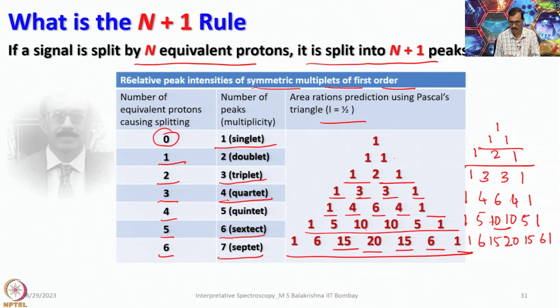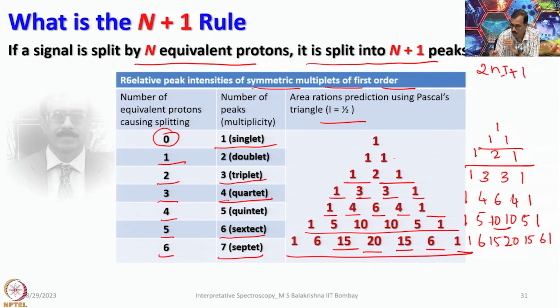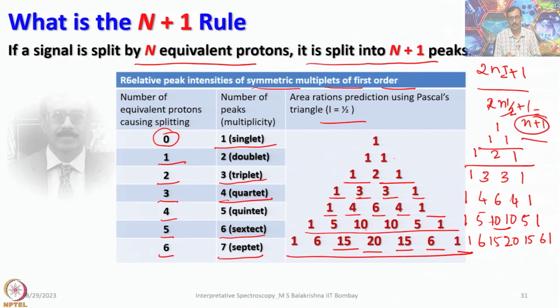So using this Pascal triangle, we should be able to predict the number of peaks, and this is for I equals half. Another equation we use is 2nI plus 1. If you do not know, or if you have different I values, this can still be used. If you take I as half, for example, 2 times half plus 1, this will cancel. That's the reason we simplify it and use n plus 1 peaks. So this Pascal triangle is for I equals half.